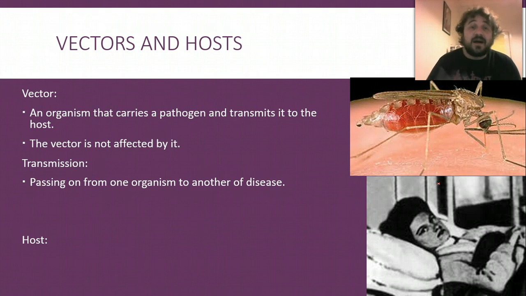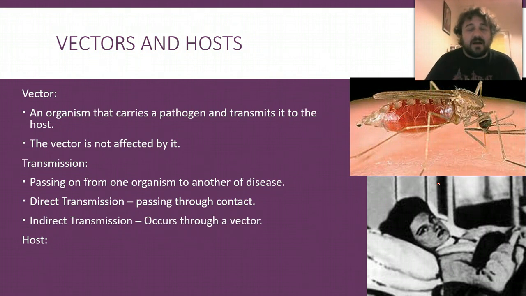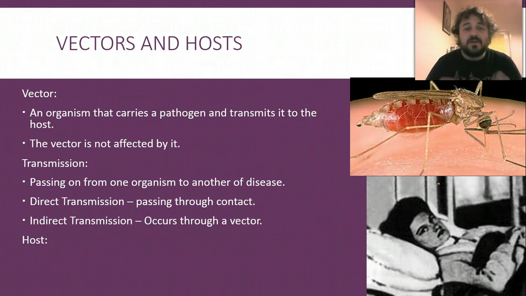Basically, transmission is when we pass the pathogen from one organism to another. All right. There's direct transmission, which is when we pass it to one another through contact, basically. So if I sneeze, even if I sneeze at you, and I've got a bit of a cold right now, you might catch my cold, even though I've not actually touched you. That's direct transmission. Whereas if a mosquito bit me because I have malaria, and then it bit you, that's indirect transmission. So indirect transmission has a vector. Direct transmission is person to person.